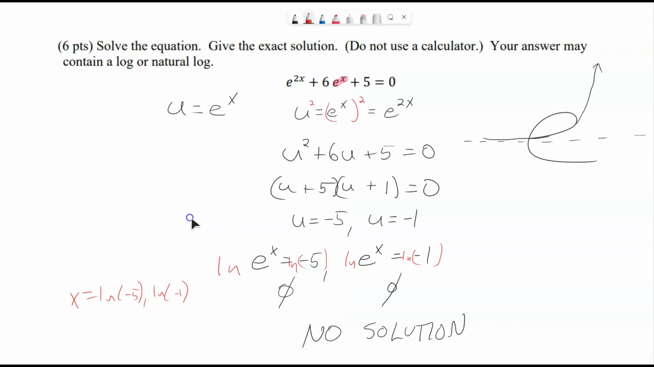Essentially, what we're dealing with is that the -5 and the -1 are not in the range of the exponentials, or of trying to solve it. The -5 and the -1 are not in the domain of the natural logs. Can't equal those. The answer is no solution. All right, I hope this helps.